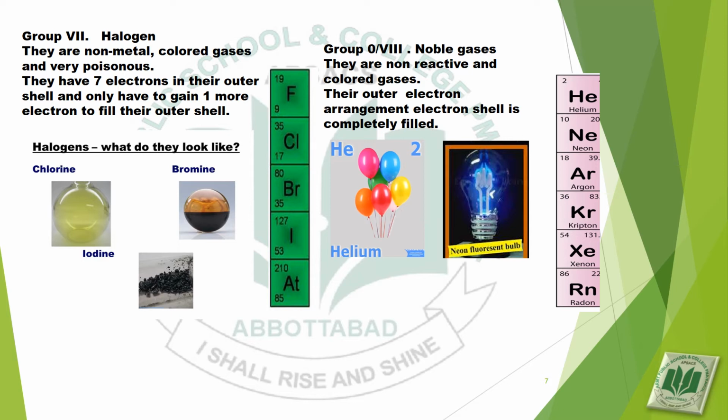Now the properties of group 8, which is also called noble gases. The elements of group 8 are non-reactive and colored gases. Their outer electron shell is completely filled. The examples of noble gases are helium, neon, argon, krypton, xenon, and radon. These are the elements which are included in group 8.